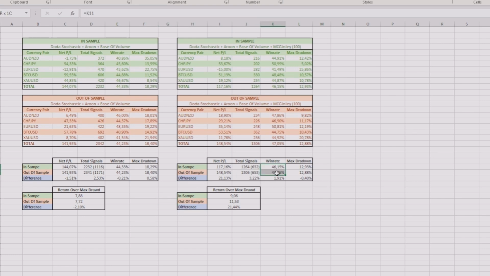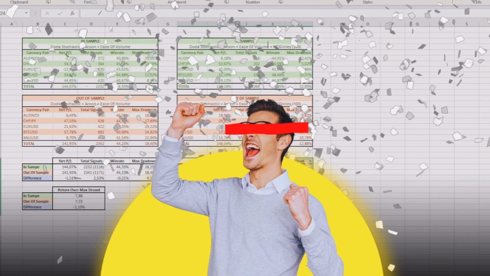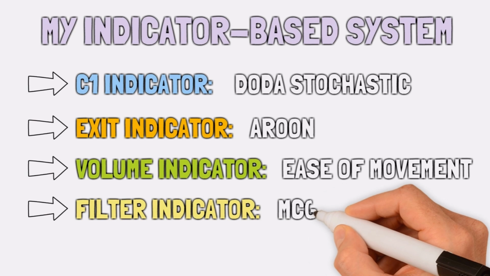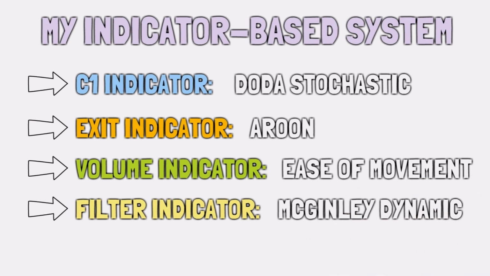Both win rates across samples have increased, max drawdown has decreased, the number of trades has also decreased, the profit remained consistent, and the 2 values of the return over max drawdown ratio increased, which is an incredible achievement. So, the McGinley dynamic moving average with a length of 100 will be my baseline indicator moving forward.